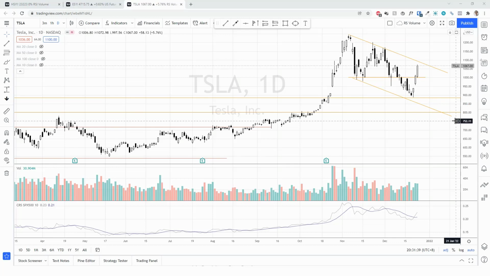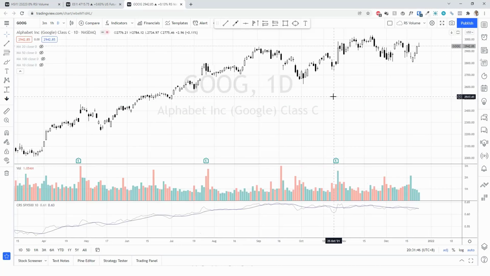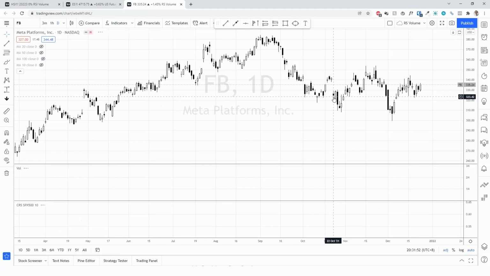So Tesla is generally short-term bearish. And next one, Google. Okay, so this is the same Google, but it's a different name. So pretty much the same. I will just skip this.